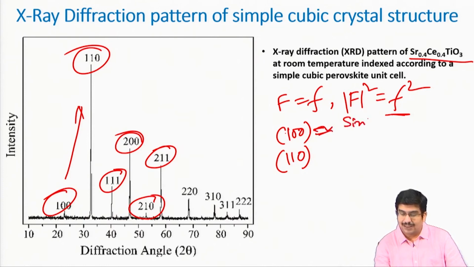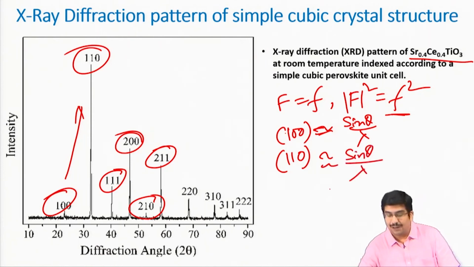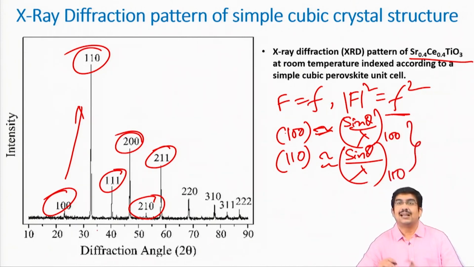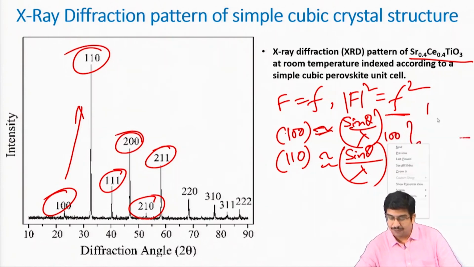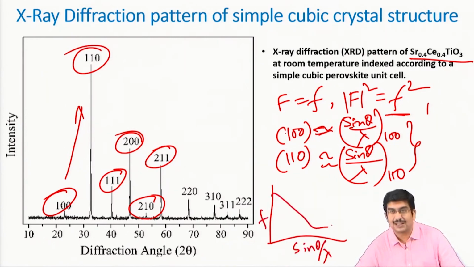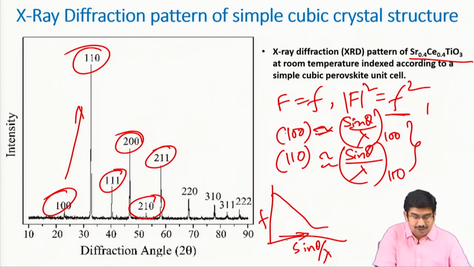is different. Let us imagine lambda is constant, but still sin theta is changing. So, even if lambda is constant, sin theta for the 100 plane and the 110 plane will be different. Sin theta is increasing here, as we know from this relationship. If you remember the relationship between the atomic scattering factor and sin theta by lambda, it varies like this. So, if we are moving in this direction, the atomic scattering factor is also decreasing. So, ideally from 100 it should continuously decrease.